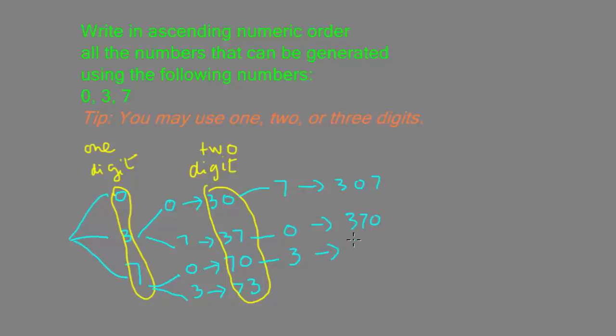That gives you 703. And finally, if you have 73 as a 2 digit, you can only add one more digit, which will be a 0. That gives you 730. This constitutes the 3-digit number.